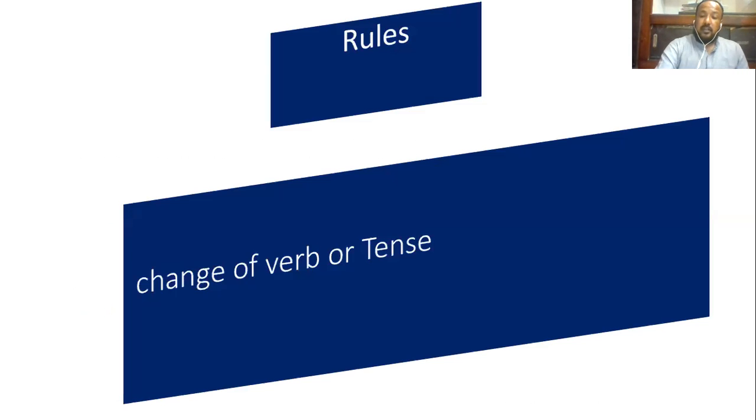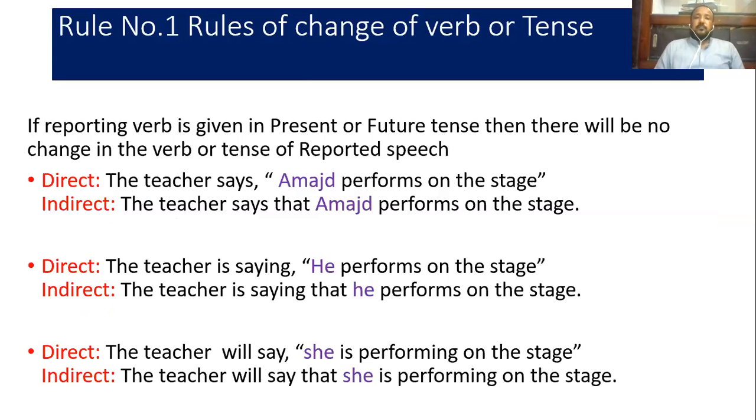Rules for change of verb or tense. It is very much simple. Now see, if the reporting verb is in present tense, suppose over here like the direct, the teacher says, Amjad performs on the stage. The teacher says that Amjad performs on the stage, no change. Because when there is a present tense or future tense over here, means in the reported speech, tense will not be changed. Tense will be changed with only one condition, if the reporting verb is in past tense.